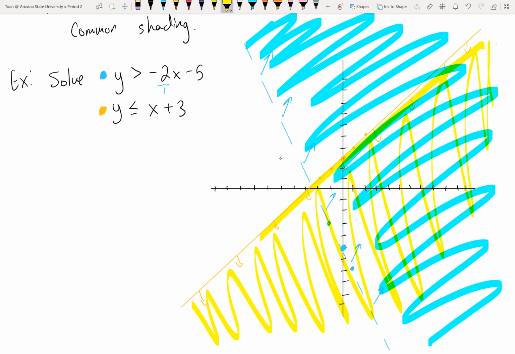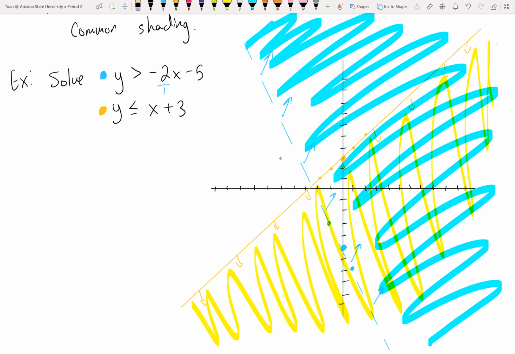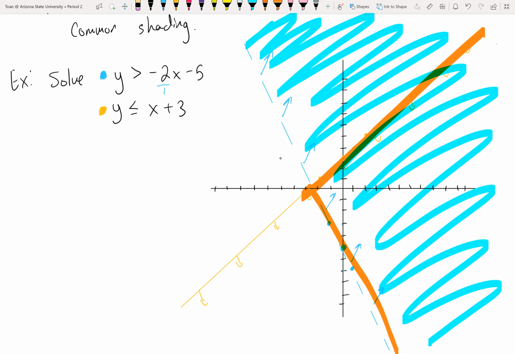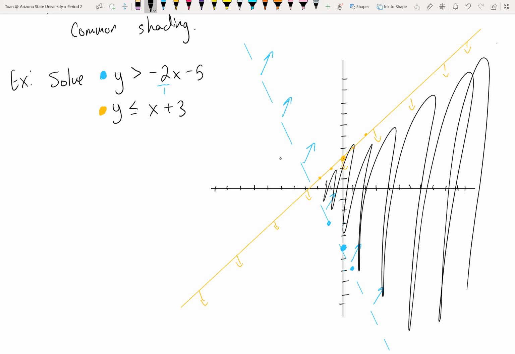The idea is solutions to systems of inequalities. I know it's very bright, so I'll delete that. Solutions to systems of inequalities is where they both shade. And I hope everyone can see that they both shade in this region. So that is what I would actually put on my paper. I would put this guy here as my solution.